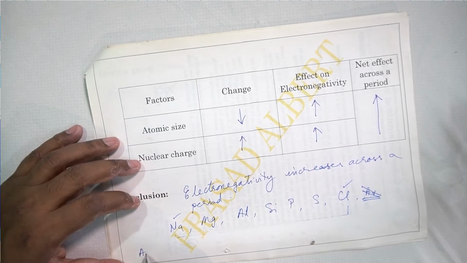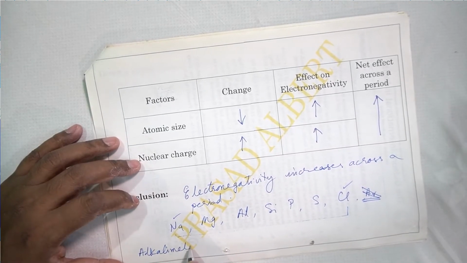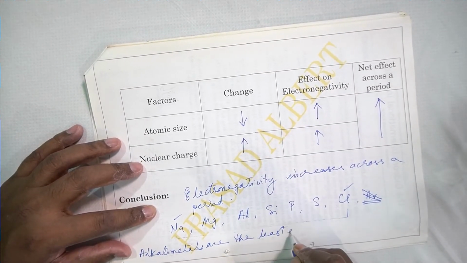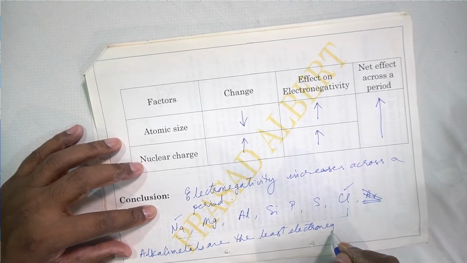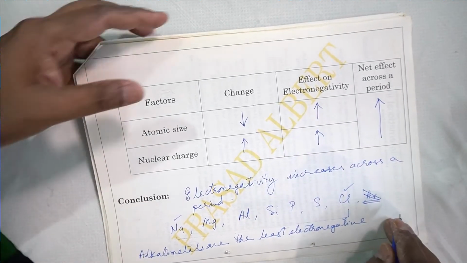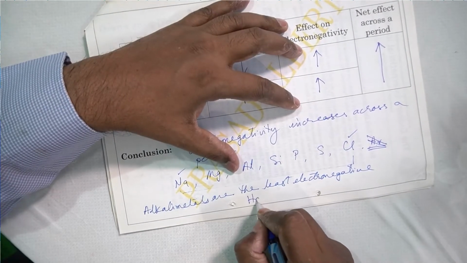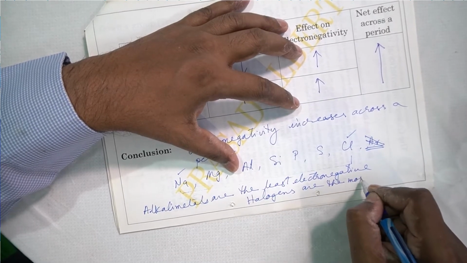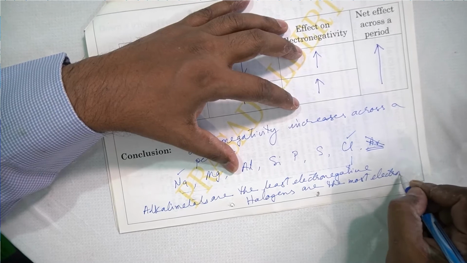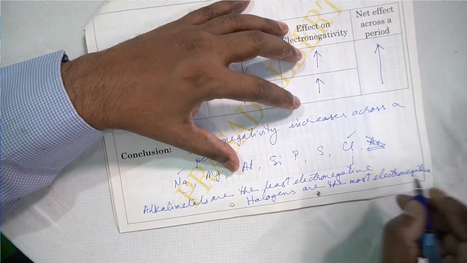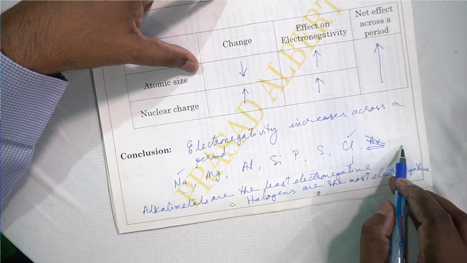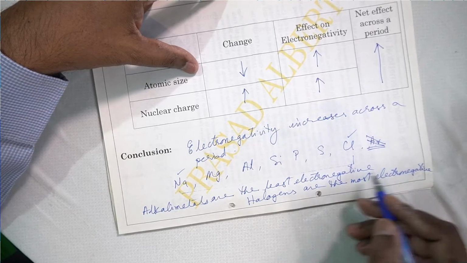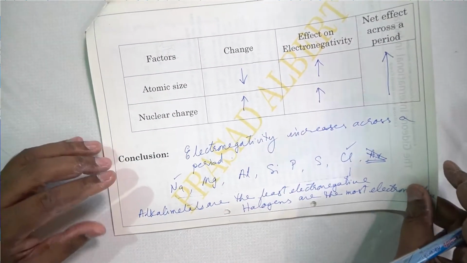In other words, alkali metals are the least electronegative, and halogens, group 17, halogens are the most electronegative. Okay, so the electronegativity increases gradually. So if you want to arrange them in the increasing order, write from the left to right order. In the decreasing order of electronegativity, write from right to left. Okay, so that's about across a period.